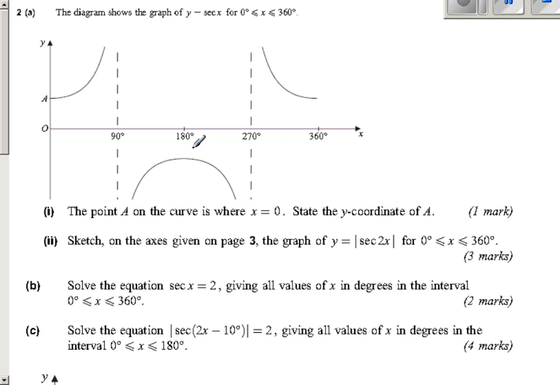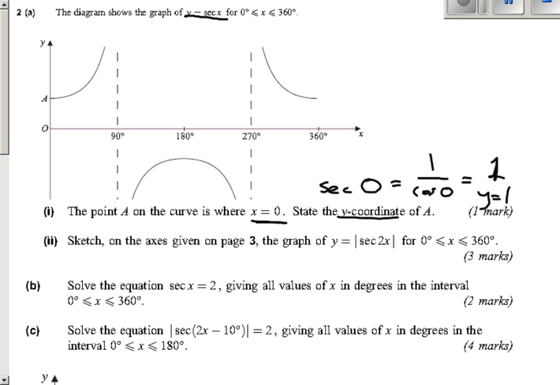So for question 2, you've been given the graph of y equals sec x, and you're asked to find out what happens when x is 0. So we want to find out what the sec of 0 is. Well, sec is 1 over cos. We've got 1 over cos of 0, 1 over 1, which is 1. The y-coordinate equals 1. We're not asked for the coordinates, just the y-coordinate.